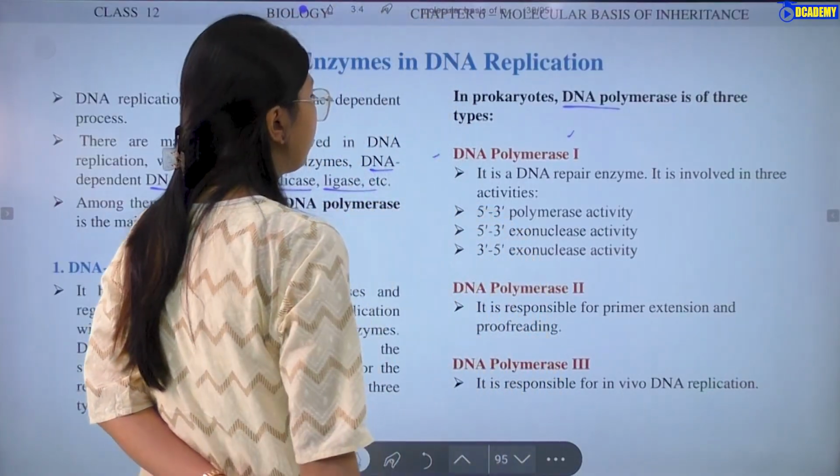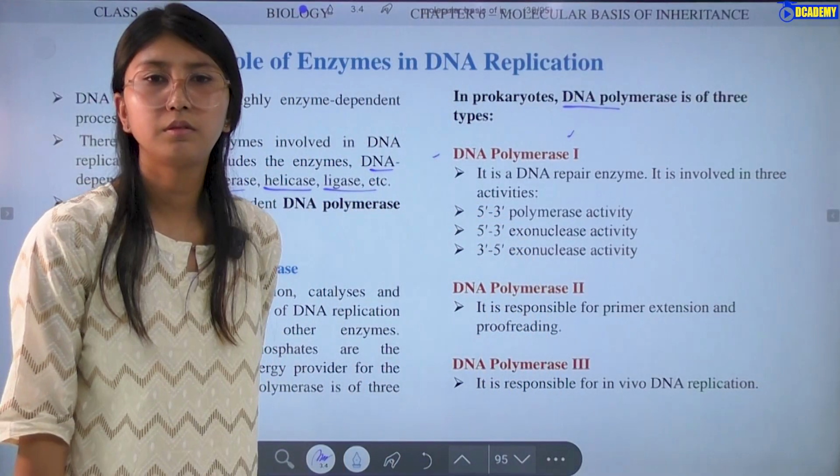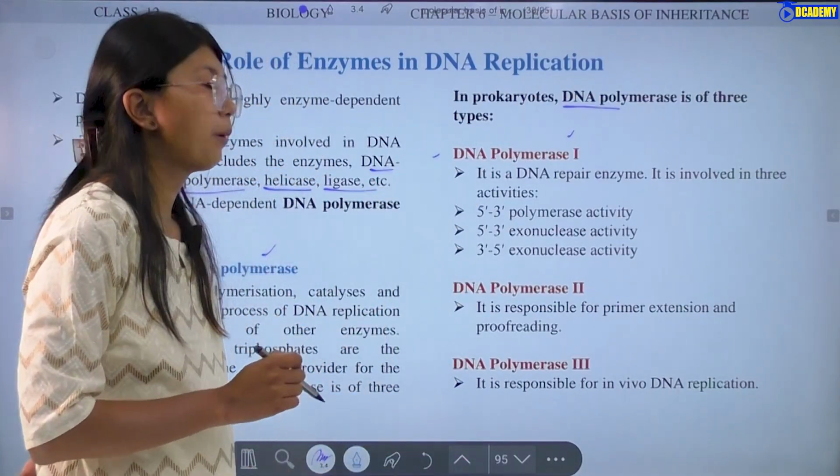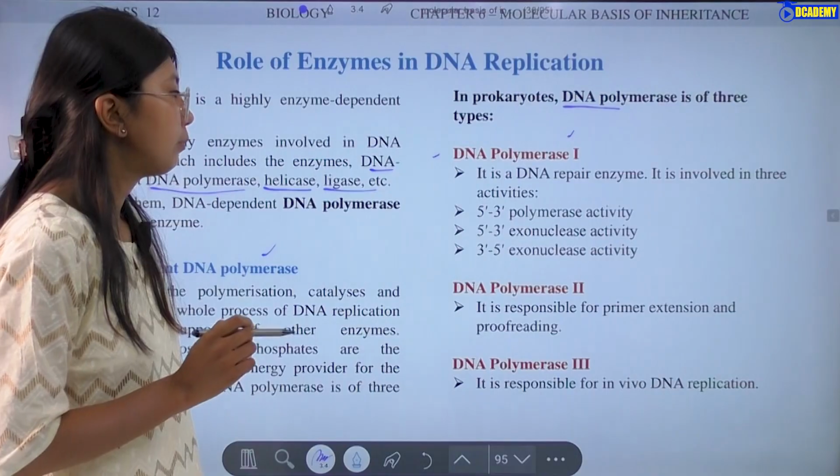Then, DNA polymerase 1. DNA polymerase 1 is a DNA repair enzyme. It is involved in 3 activities.